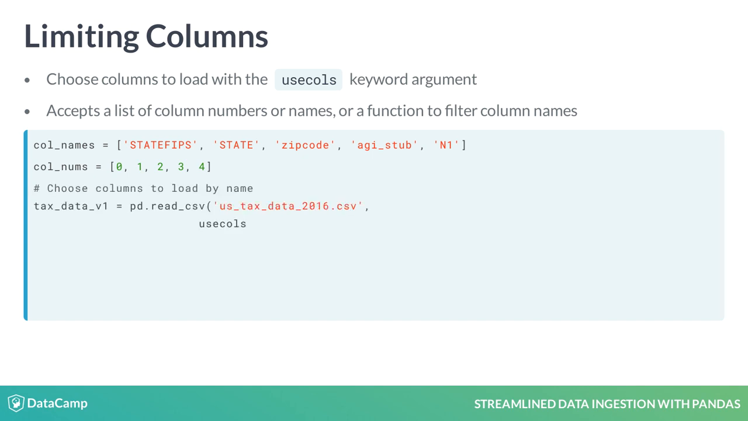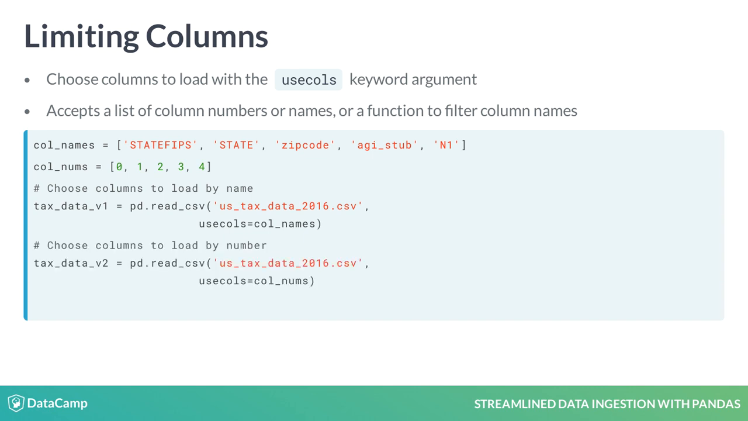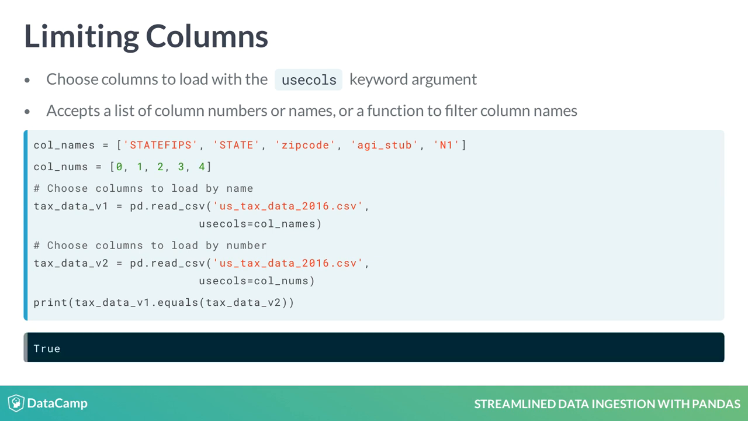We supply the file path as a string to read_csv as usual. This time, we also pass usecols the list of column names or numbers to load. We can check to make sure the two ways produce the same result, and they do.